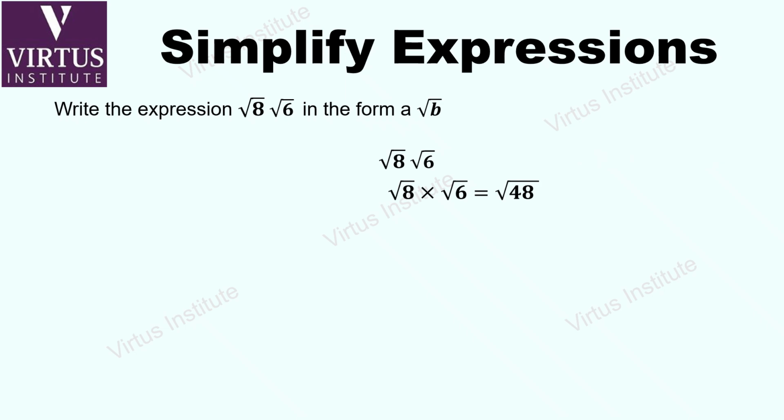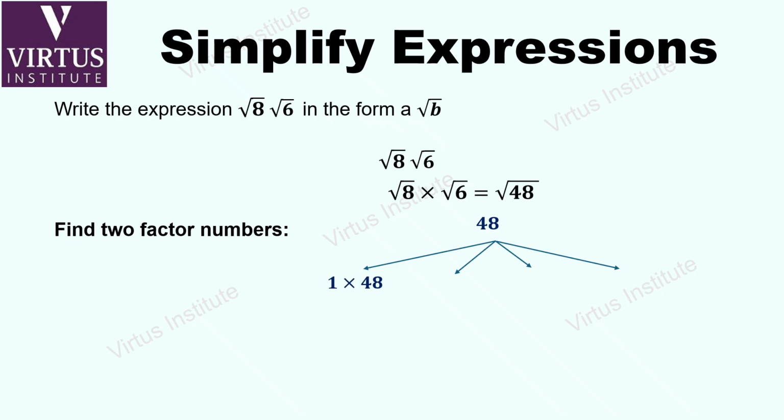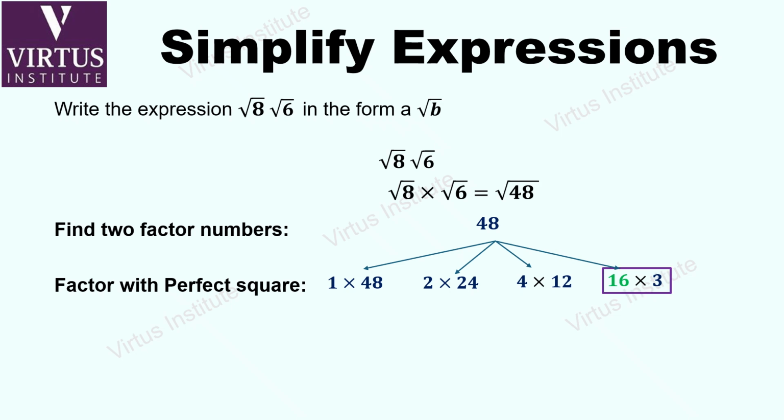Now, find the factor pair of 48 that contains the largest perfect square. The factor pairs of 48 are either 1 times 48, 2 times 24, 4 times 12, or 16 times 3. The largest perfect square factor is 16. So we use the pair 16 times 3.